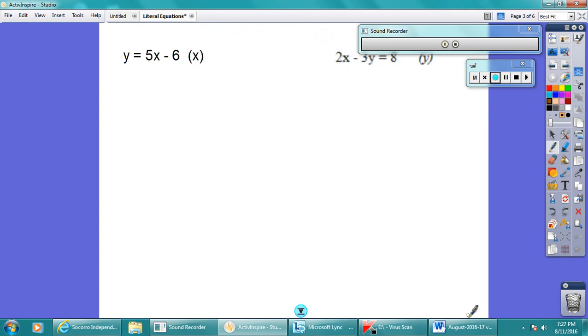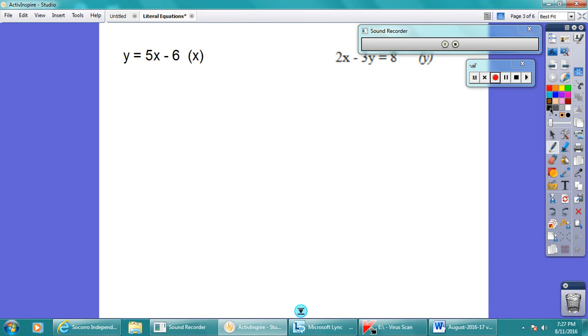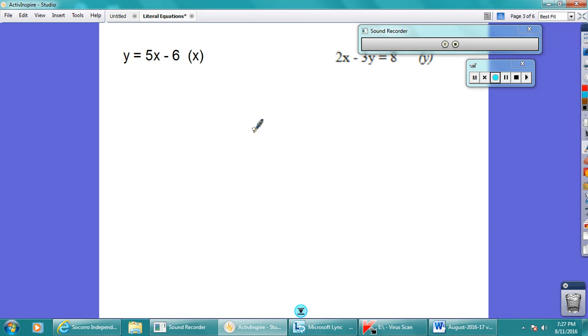Okay, so here's our first example. Y equals 5x minus 6, and it wants us to solve for x. Well, this one is okay. So this means that we're going to have to get the variable x by itself on one side, everything else to the other side. So you're still going to use your operations. For instance, we know we need to move the 6, so we're going to do the opposite. We're going to add the 6. Remember, whatever we do to one side, we have to do to the other side to balance the equation.